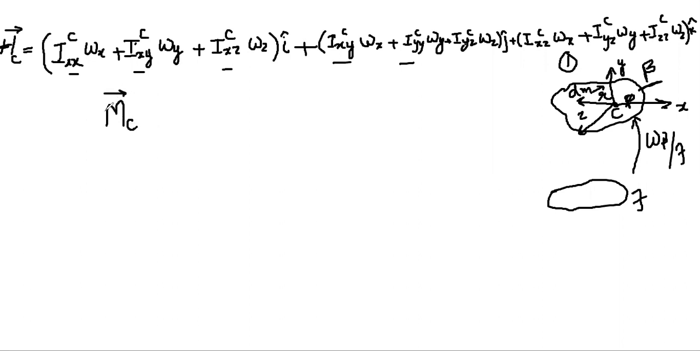of a rigid body about any point C is equal to the derivative of the angular momentum of the rigid body about that very point. This is when we are discussing the kinetics of rigid body, force and acceleration. This is what we had defined there.